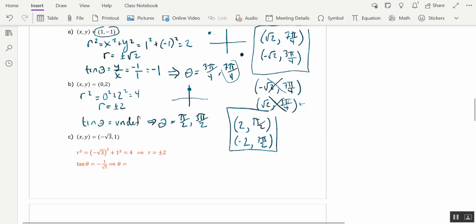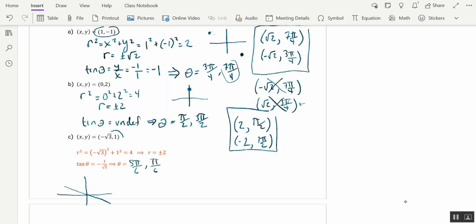All right, one more. I've started us out. Again, r squared is x squared plus y squared. So that gives me, for this problem, r is plus or minus 2. Tangent theta is negative 1 over √3. So let's see. Negative 1 over √3, that's a negative slope, and it's gradual. Tangent theta is the slope of the terminal side. So that's giving me 5π/6, or 11π/6.